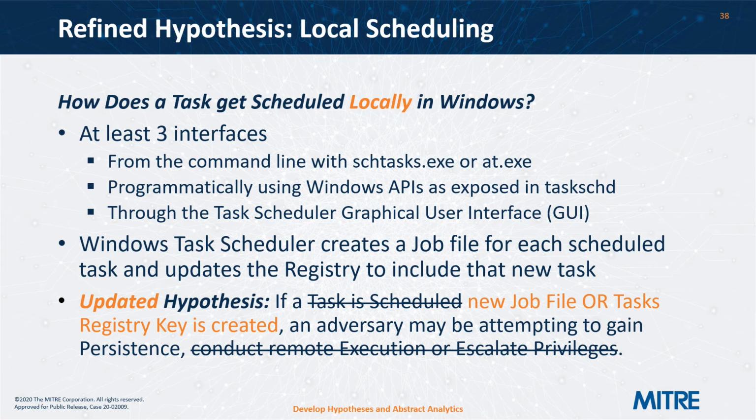One way we can do that is looking at the three primary use cases for task scheduling: local scheduling, remote scheduling, and scheduling to run as a privileged user. So for local scheduling, we can focus our analysis on the behavioral invariance of creating a job file and the associated registry keys, and we can refine our hypothesis accordingly.